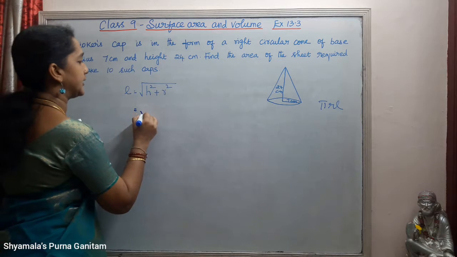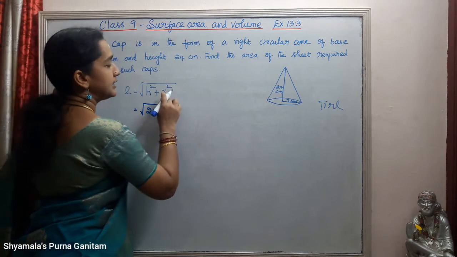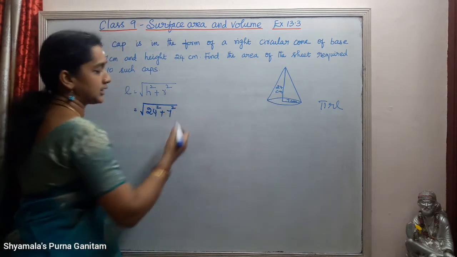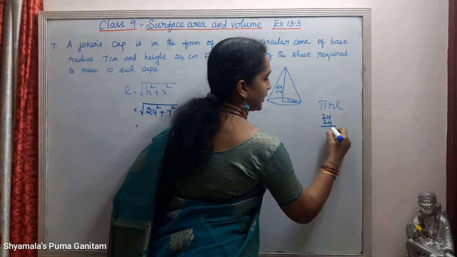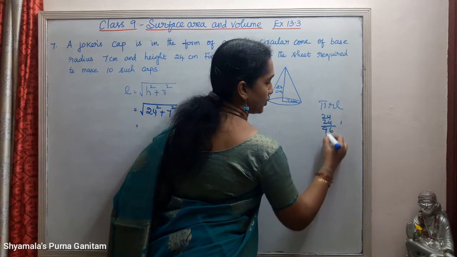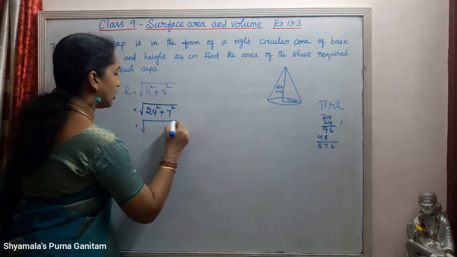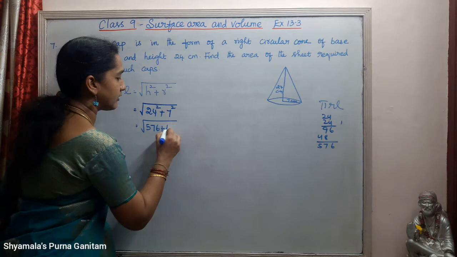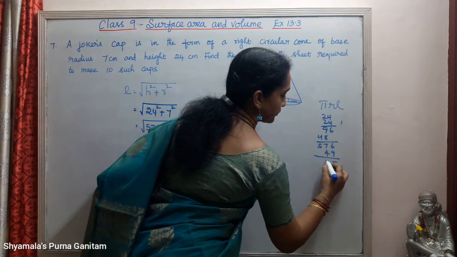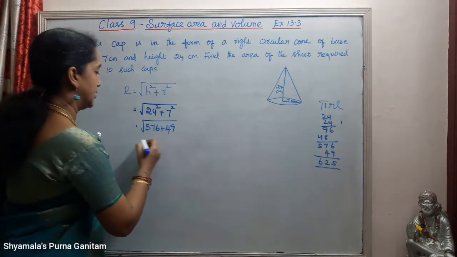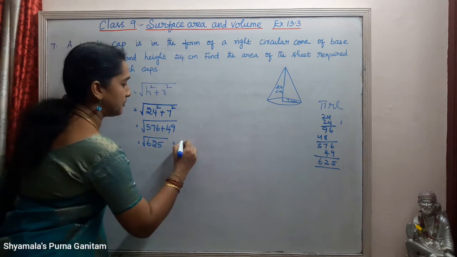So h square, height is given as 24 centimeters. So 24 square plus r, radius is given as 7, so 7 square. We will simplify this. 24 into 24 is 576. So root of 576 plus 7 7s are 49. So plus 49, if we add, it will be 625. So this is equal to root 625. We know that root 625 is 25.